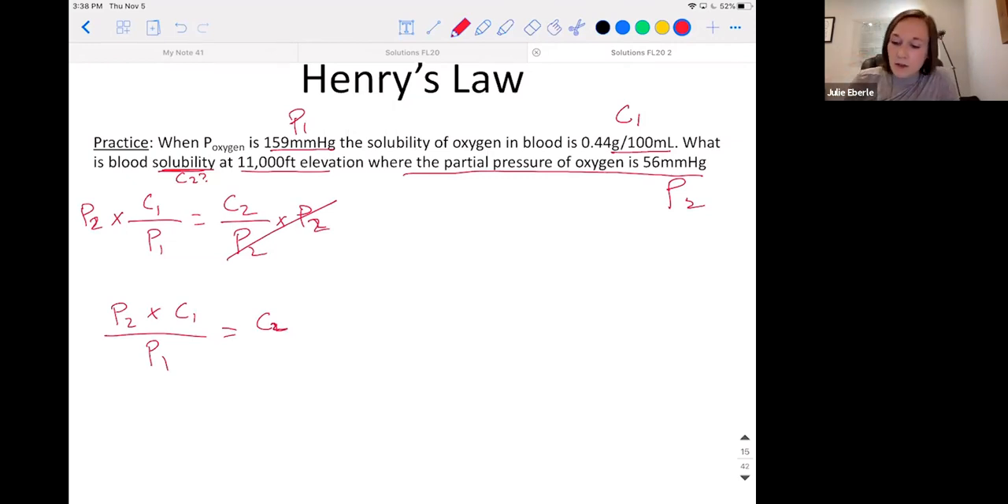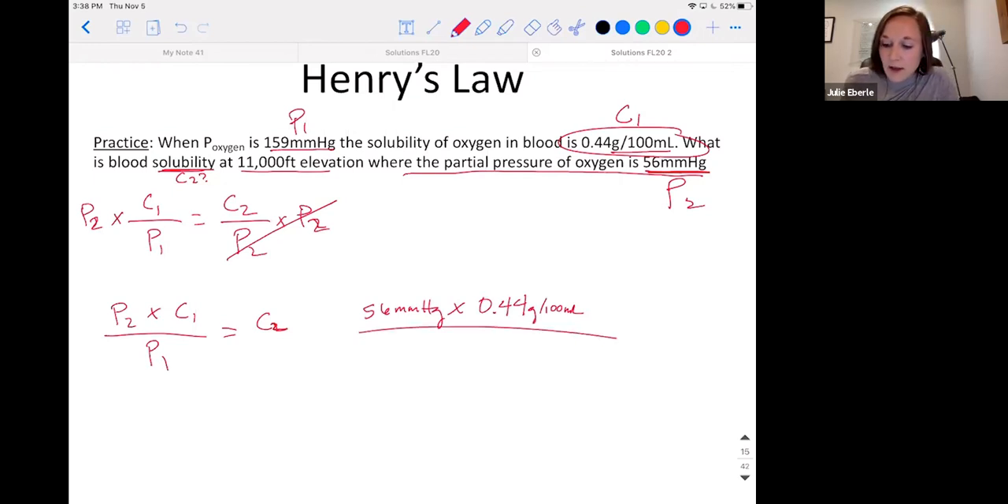Now we just plug everything in. So P2 is 56 millimeters of mercury. So we'll do 56 times C1, which was 0.44 grams per 100 ml. And again, you will not divide by that 100. Don't do it. Leave 100 alone. It's just part of your units. And then you're going to divide by the initial pressure, which is 159 millimeters of mercury. And then what happens to millimeters of mercury? Those units cancel, and you're left with units of grams per 100 ml, which is what we need. That's units of concentration. So 56 times 0.44 divided by 159.